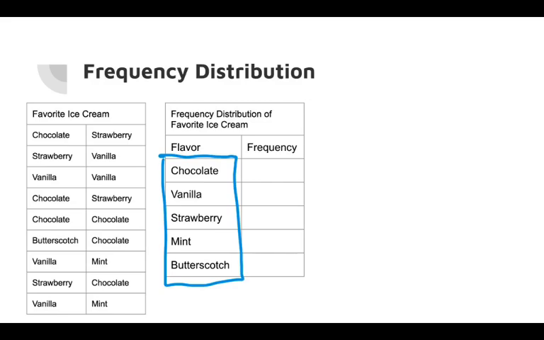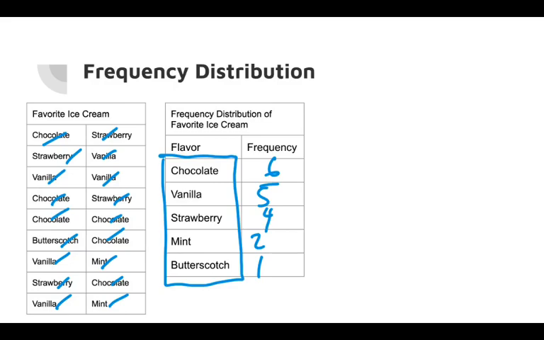But this is definitely nominal data. And so then to build this frequency distribution, I'm just going to go inside. I'm going to say, okay, how many chocolates are there? 1, 2, 3, 4, 5, 6. How many vanillas are there? 1, 2, 3, 4, 5 vanillas. Strawberry, 1, 2, 3, 4. Mint, 1, 2. And butterscotch, 1. I think I got them all.